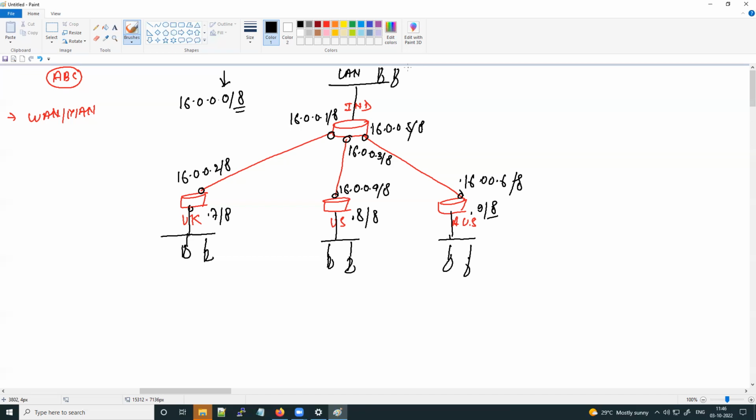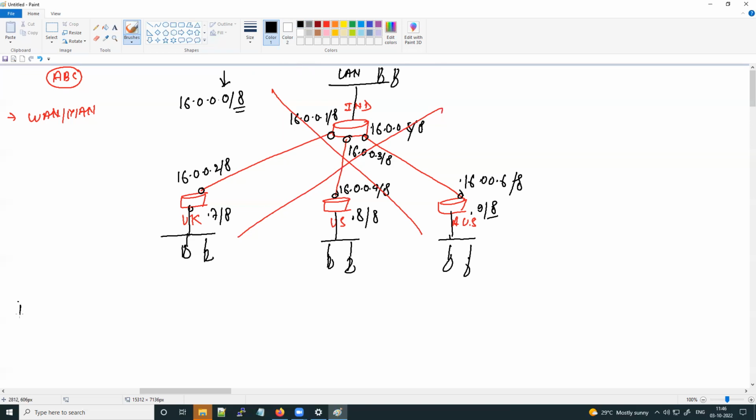If they are geographically connected with each other, then we need to have the IP address, and that must be connected over the MAN and WAN technology. But this design is completely wrong. From the design point of view, this design is completely wrong.